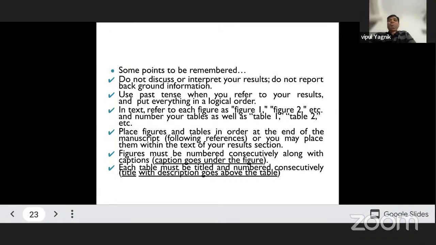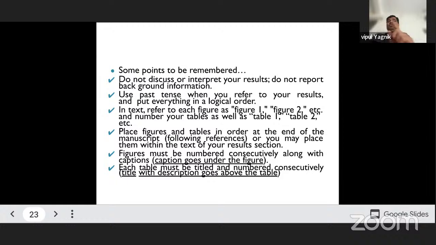So these are the important points. Do not discuss or interpret your results. Do not report background information. This is for the result section. Keep in mind, we are discussing the result section, not the discussion. So in results, you need not discuss or interpret your results. For interpretation, there is a discussion section.